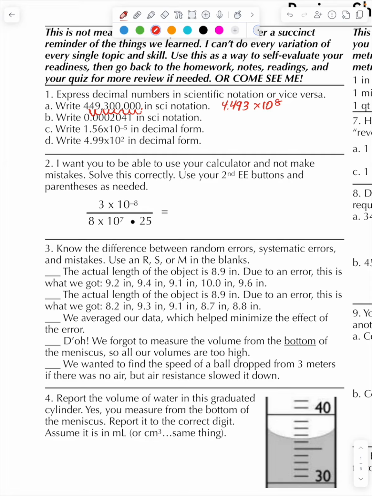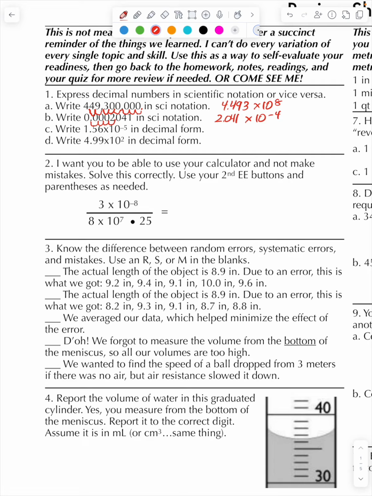All right, let's go to letter B. For that one, we need to go in the opposite direction. So we're going to go to the right. Let's see how many. 1, 2, 3, 4. Because you want the decimal to be after the first number. So that's going to be 2.041 times 10 to the negative 4th. We had to move it over 4.